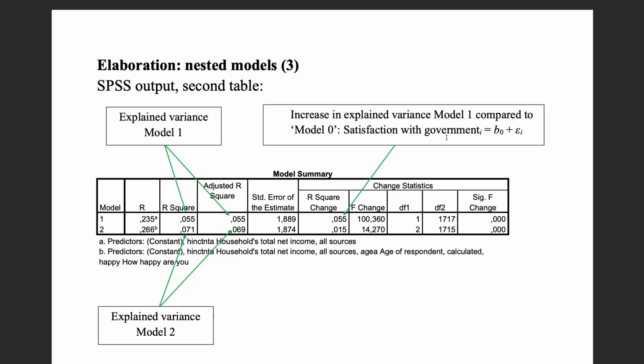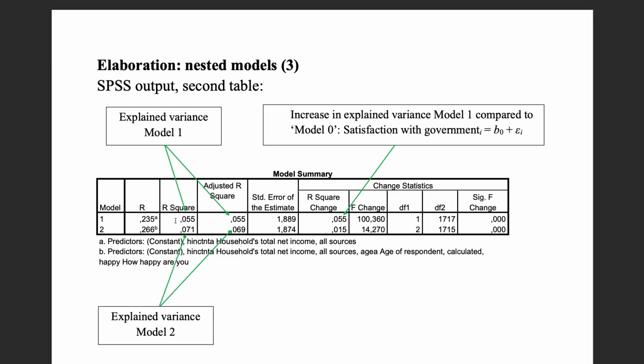satisfaction with government. Remember, we can write the mean as a model, so in this case, satisfaction with government for each case i is equal to b0, which would then just be the mean score on satisfaction with government, plus our error term, which would then just be the deviation score of each respondent in our data set from that mean value. So how far removed each case is from the mean value.